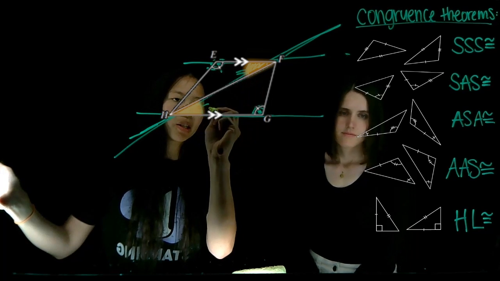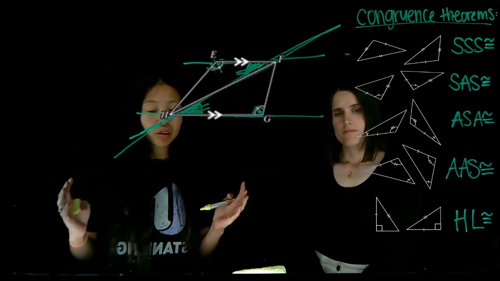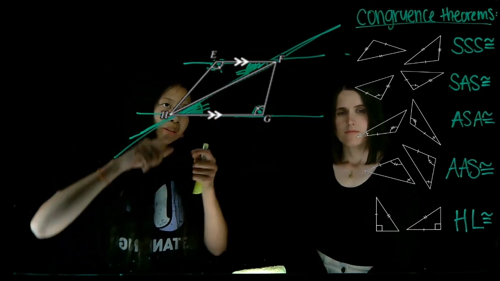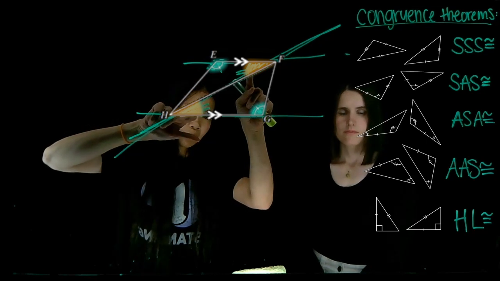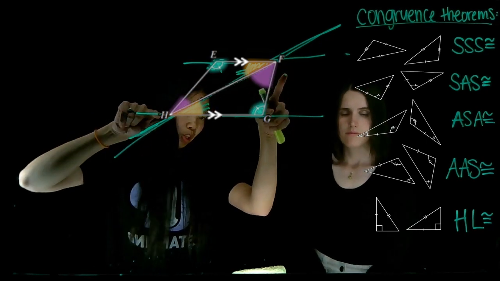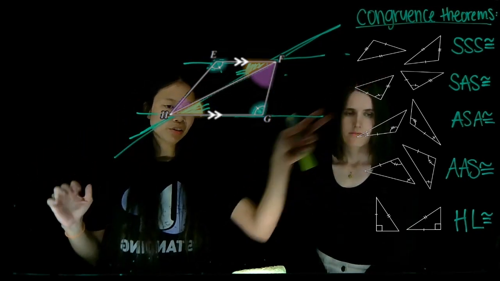So I'll mark them with 2 tick marks. Are there any other sides or angles we notice? Well, we know since these two angles match up with each other, then the third one therefore has to match up. But AAA isn't an option here. So let's look at sides.